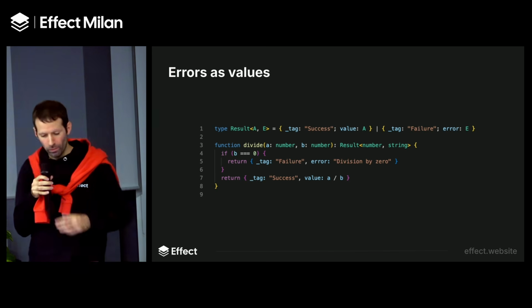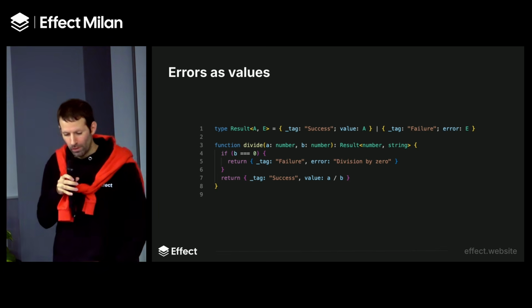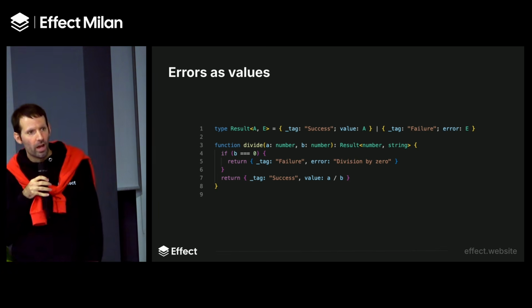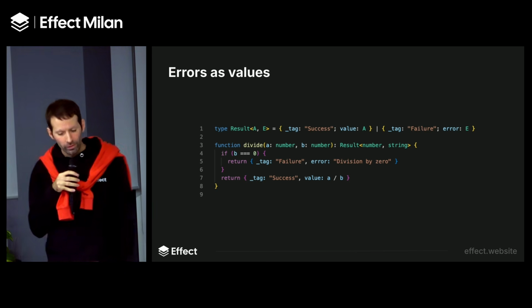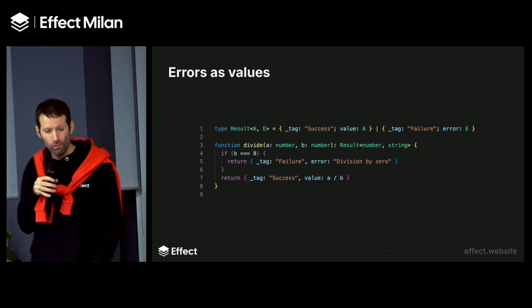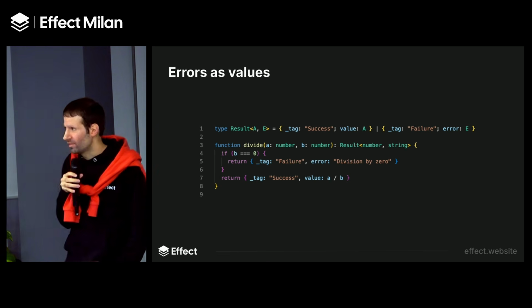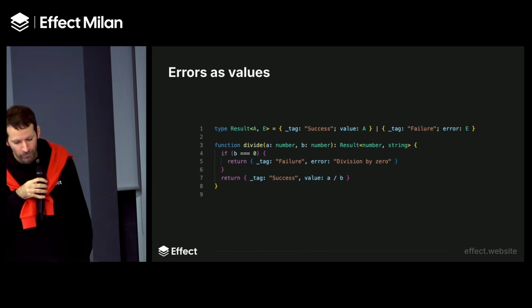We can really simply implement this in TypeScript by defining, for example, a result type that has a tag of success and a value of A, or a tag of failure and an error of E. So basically, that's a discriminated union by a tag.